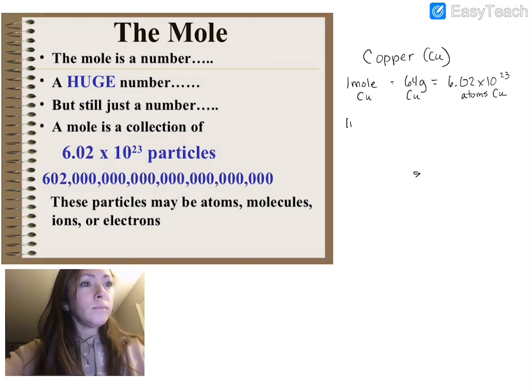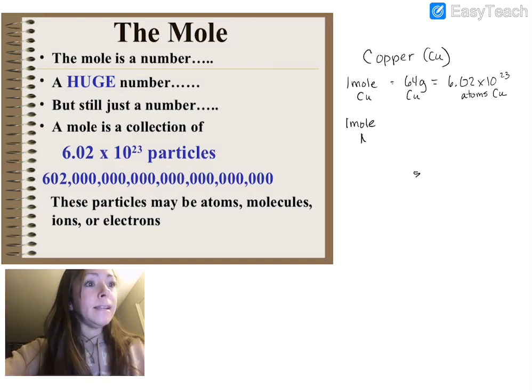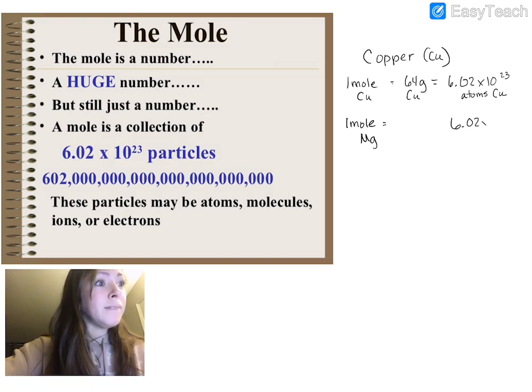1 mole of magnesium is 6.02 times 10 to the 23rd atoms of magnesium, okay?